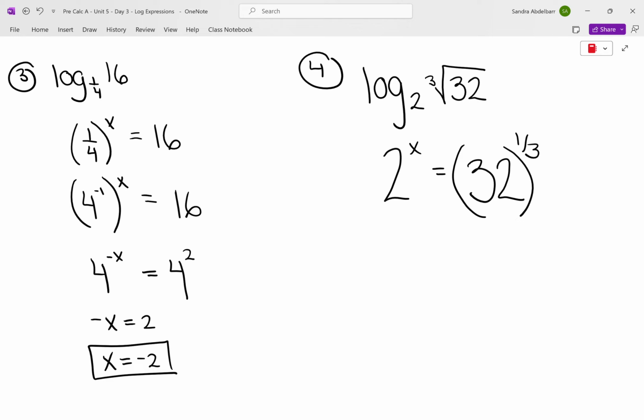What do you think I'm going to tell you to do now? Change that 32 into what? Into a base of 2. And how can I make 32 into a base of 2? 2 to the 5th power. So we have 2 to the x is equal to 2 to the 5th raised to the 1/3.